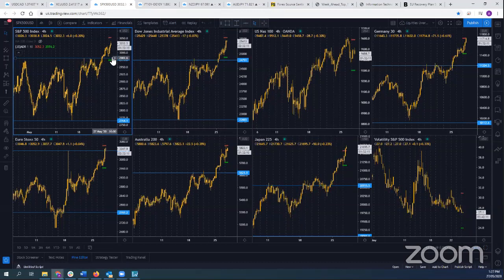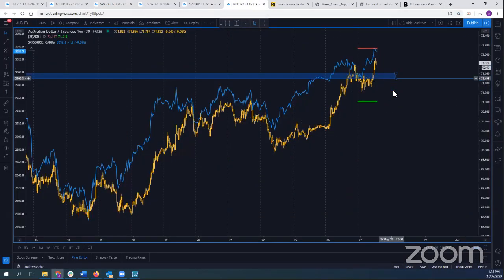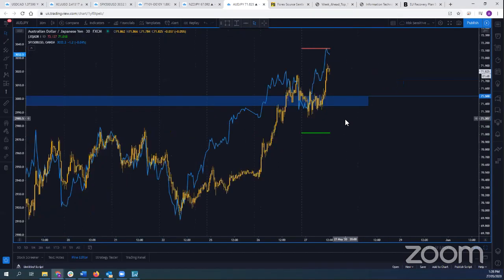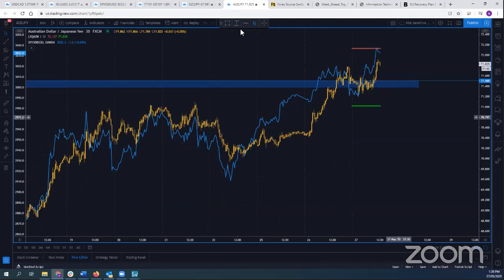Let's say between the 2980 and the 3,000 level. Now, if we just look at the chart, that move to the downside should coincide also with a move to the downside in the Aussie yen, maybe to the 71.50, maybe even the 71 flat. So I think this overall zone from an equity point of view is a good area to watch for the Aussie yen.